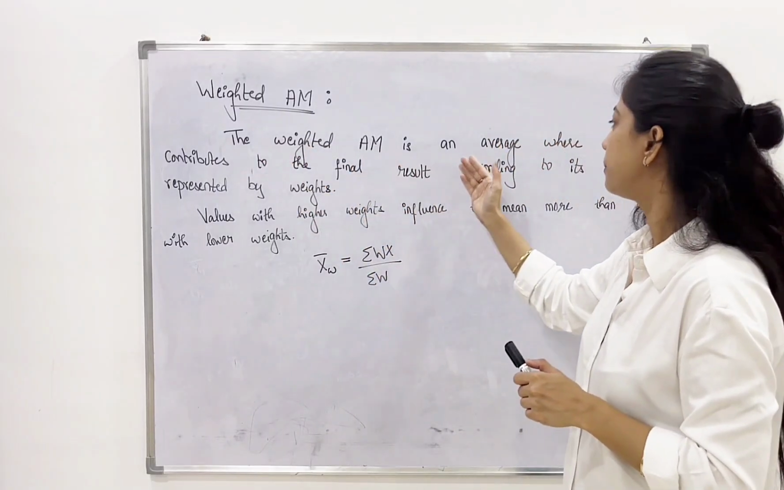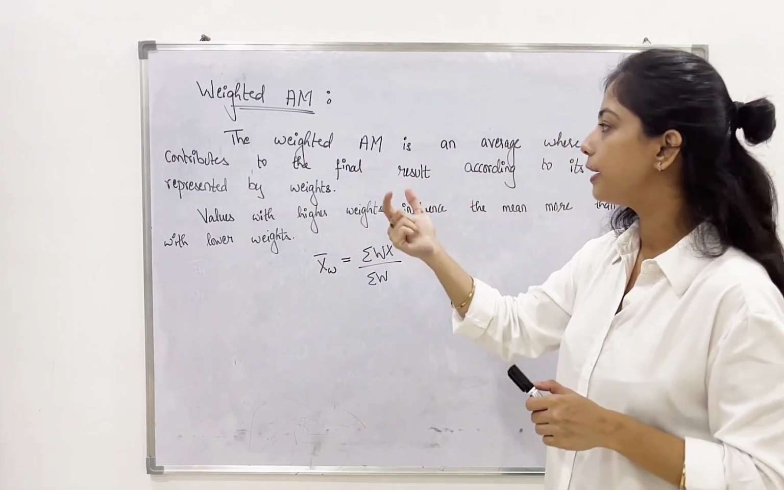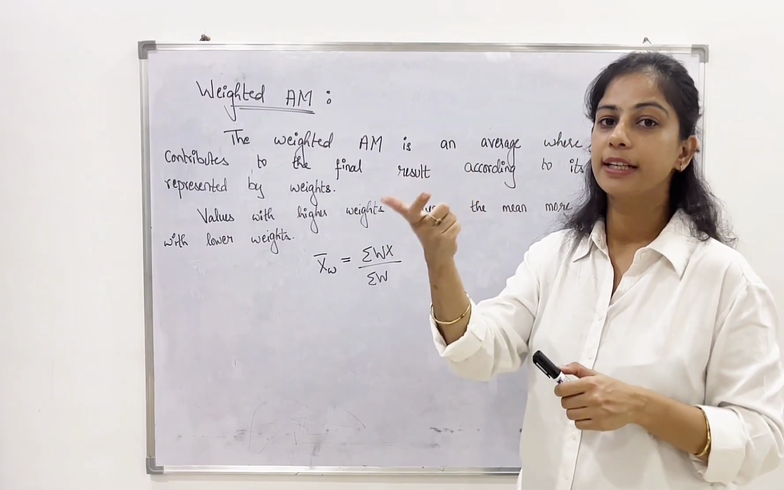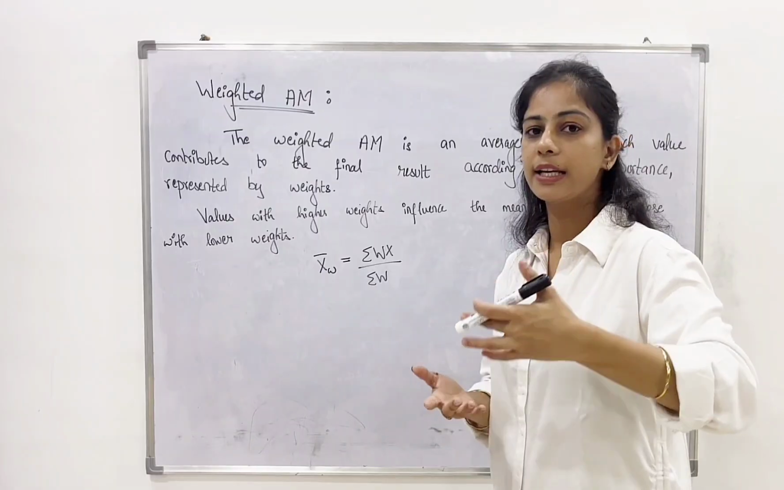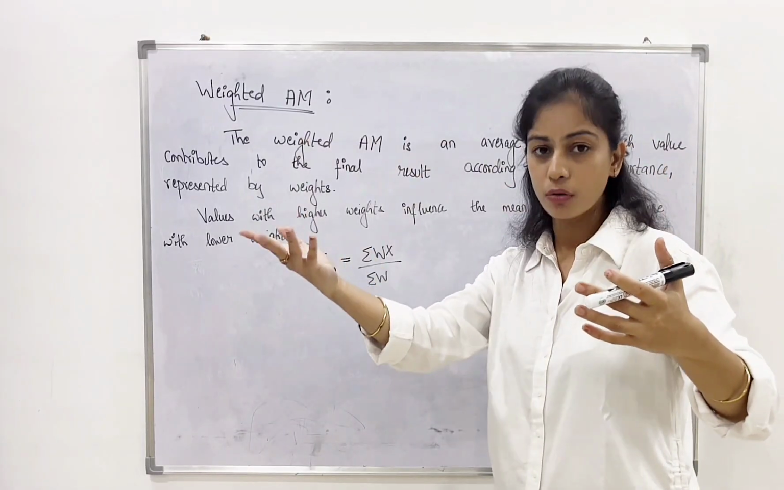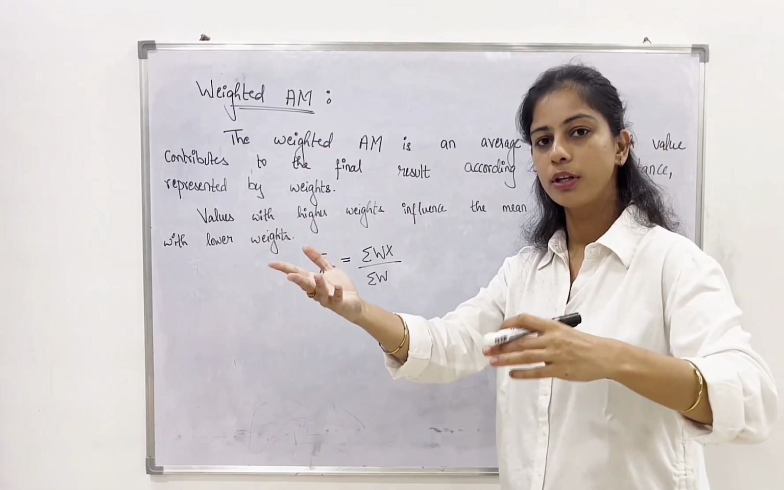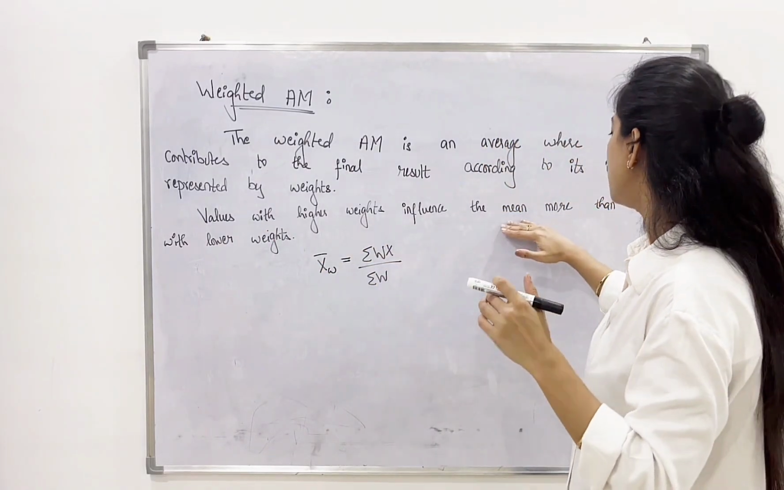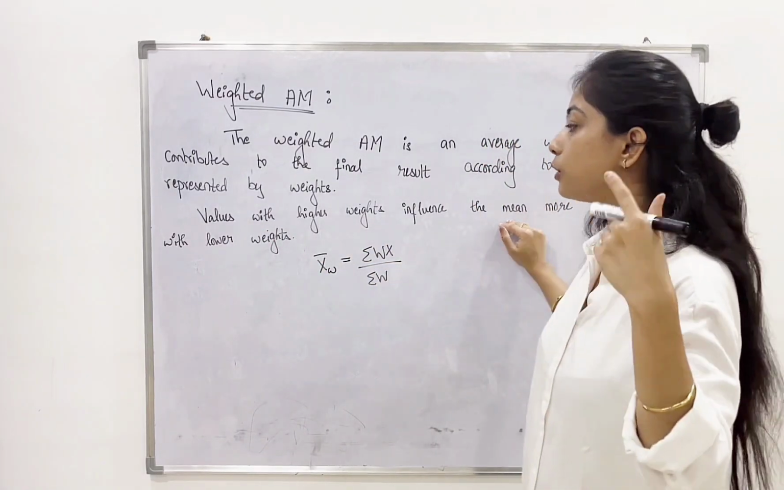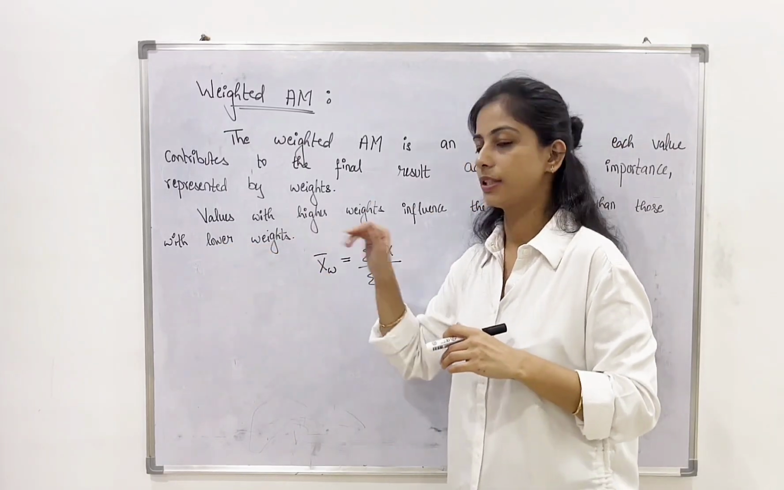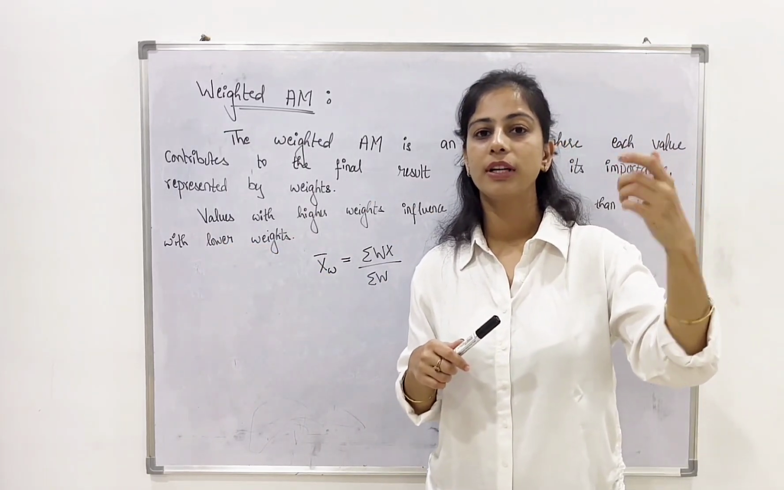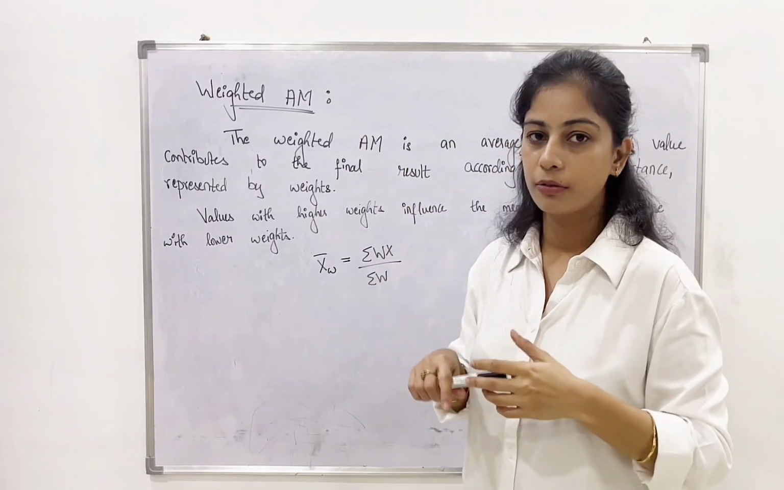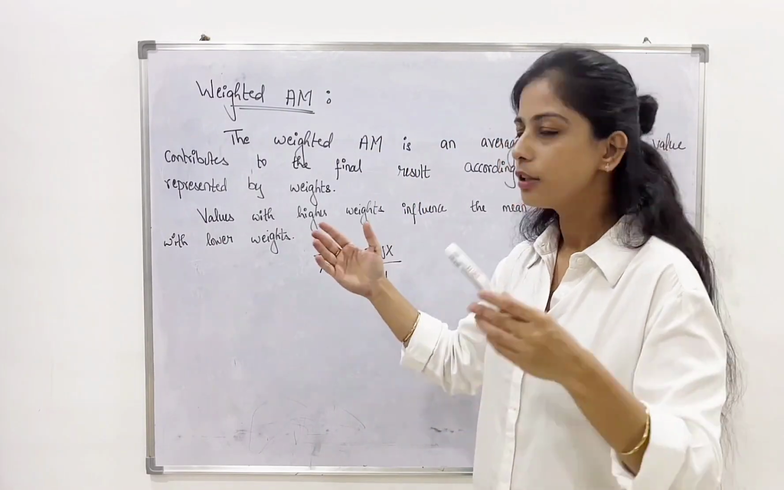The weighted arithmetic mean is an average where each value contributes to the final result according to its importance, represented by weights. Whichever is taken as more important, you will be assigning more weight to that, and which is less important, you will be assigning less weight to that. Values with higher weights influence the mean more than those with lower weights. So the higher weightage will count for more when you're talking about weighted arithmetic mean.